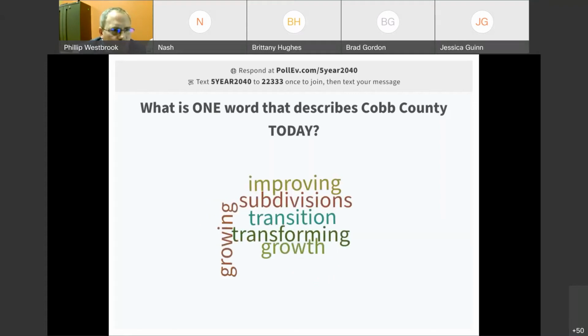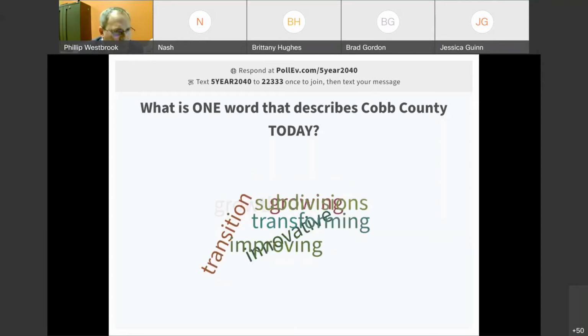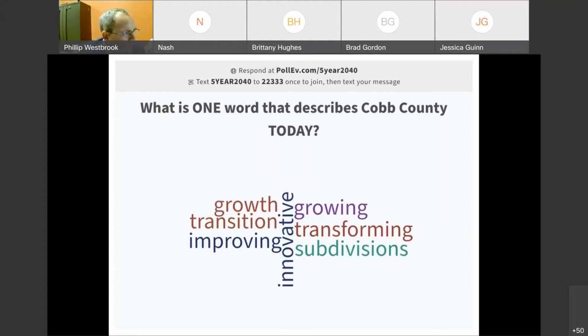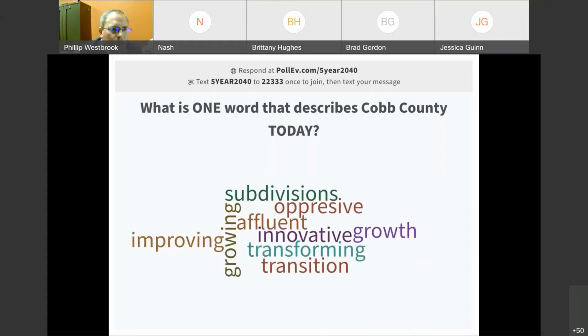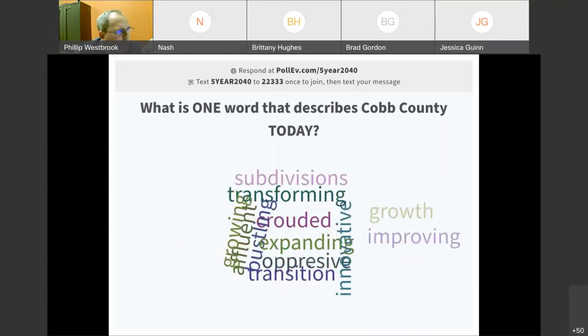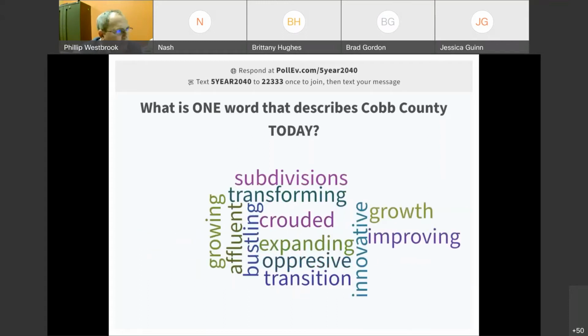And this is sort of a word cloud. Some of you may be familiar with it, but if someone repeats the same description, that particular description will grow larger. But this will help us sort of provide a foundation for your thoughts on Cobb County as it is today.